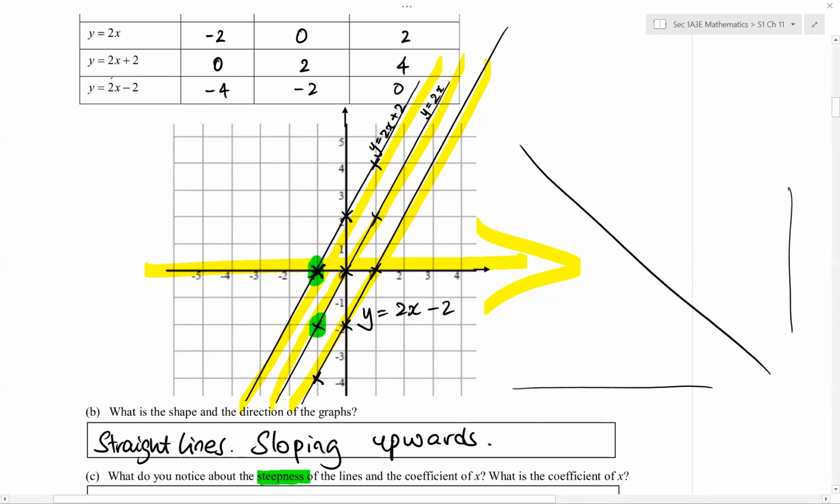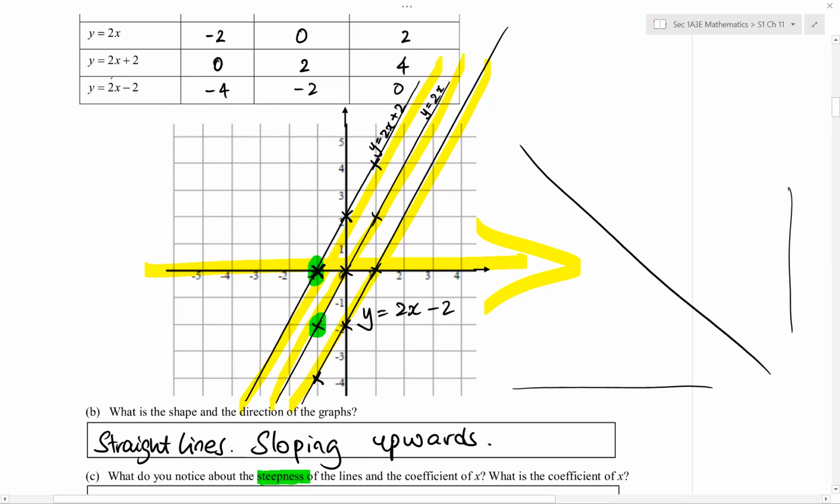This is a key word that you must understand. Same slope, same steepness. Can you also describe to me, using a primary school word that you have learned, these three lines? Not diagonal. Something that describes these three lines. Parallel. If they are parallel, they have the same slope.